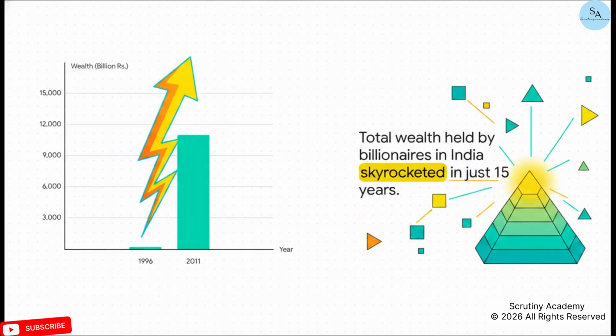So if all that money didn't go to the people at the bottom, where did it go? Well, this chart tells you everything you need to know. It's pretty shocking, actually. Between 1996 and 2011, the wealth of India's billionaires just exploded, from 212 billion all the way to over 11,000 billion rupees. The takeaway is crystal clear. The new wealth wasn't spread around, it was concentrated right at the very, very top.